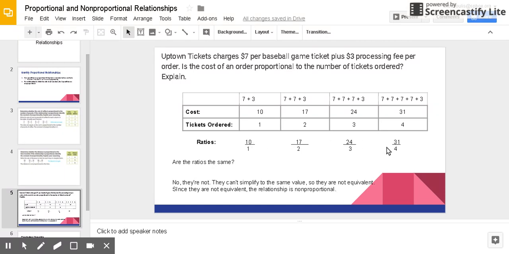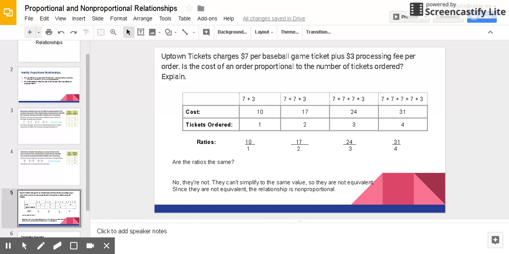If you have trouble looking at these and telling if they're equivalent or not, you can always divide. 10 divided by 1 is 10. 17 divided by 2 is 8.5. So you can divide out the ratios too and see if you get a common number.